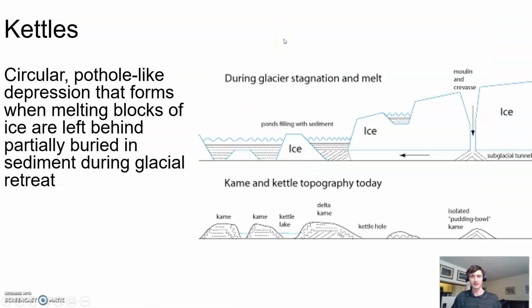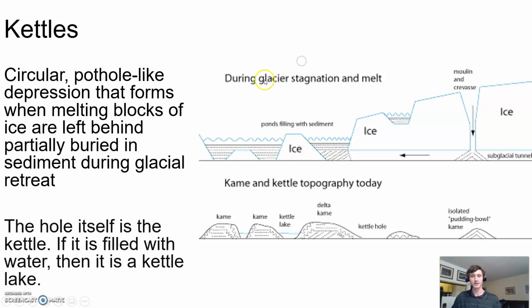So you also have what are called kettles. They really do look like potholes whenever you see one of these on the landscape. We'll get to that in a little bit. The setting for these: you imagine that we have a glacier at the end of its life, starting to melt and break off into different chunks. These chunks get surrounded by water, and sediment is deposited in that water, and it forms around these ice chunks. Later, once the ice chunks all melt, you have these circular holes inside of the landscape. The hole itself is the kettle.